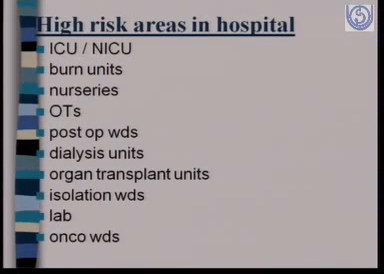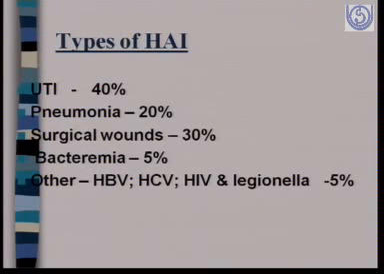Various high-risk areas in the hospital can be defined by the hospital itself, but generally known high-risk areas are ICUs, burn units, operation theaters, post-operative units, dialysis units, organ transplant units, isolation wards. Various types of important hospital-acquired infections are UTI, pneumonias, which are also called ventilator associated pneumonias, or VAP, surgical wounds or surgical site infection, as it is called by CDC, which is very high in our country. And then bloodstream infections or device related ones, which go into the blood also. So combined infections are also there.